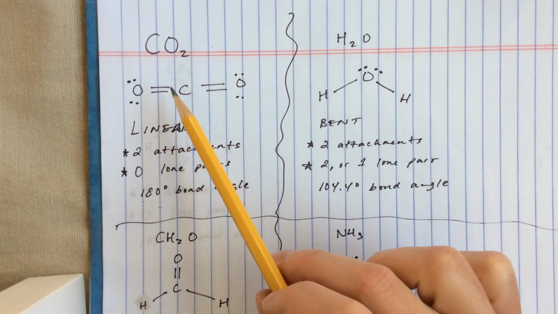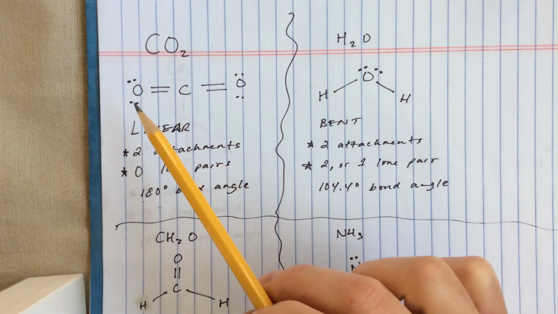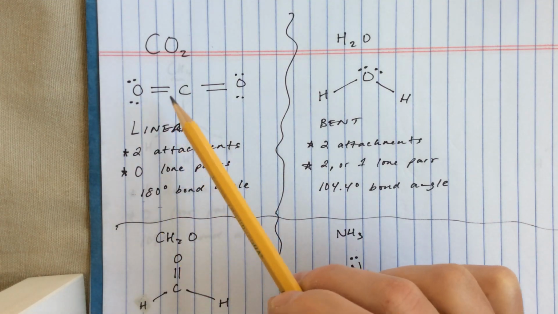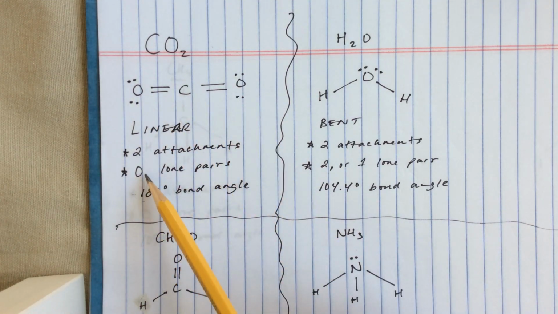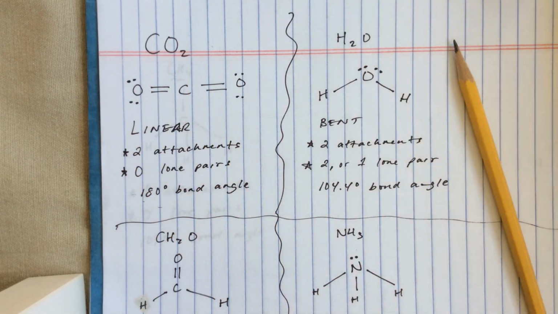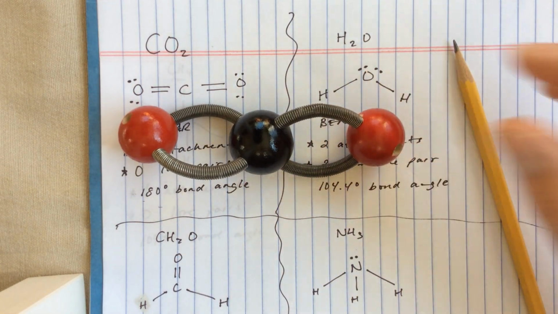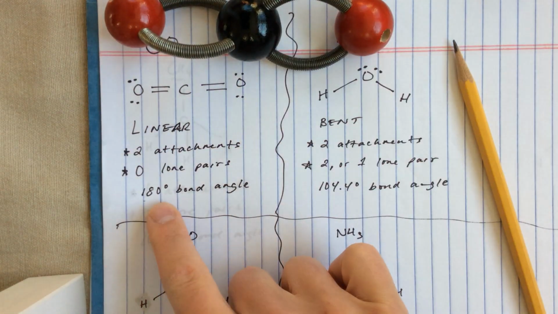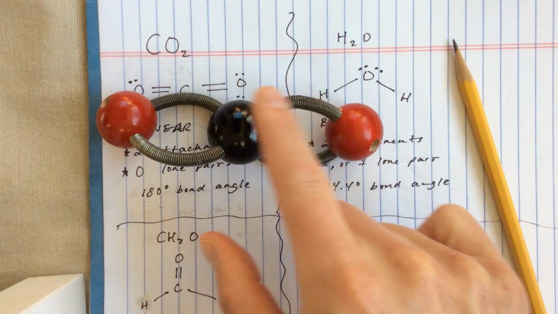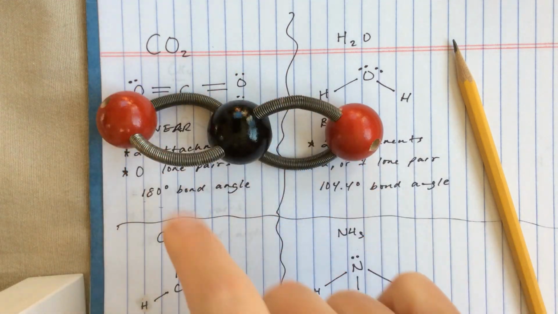The other thing you have to look at is how many lone pairs the central atom has. Lone pairs on the other atoms don't matter, just the ones on the central atom. So two attachments, zero lone pairs would make this molecule linear. There's your molecule: double bonds, two things attached to the middle. When we say bond angle, we're talking about the angle at the central atom, and a straight line, if you remember from geometry, is 180 degrees across.